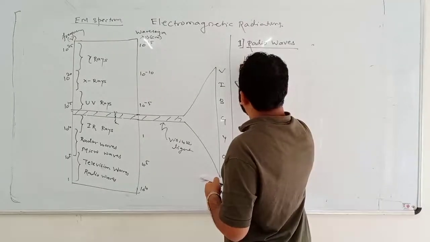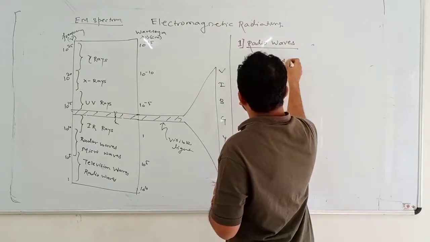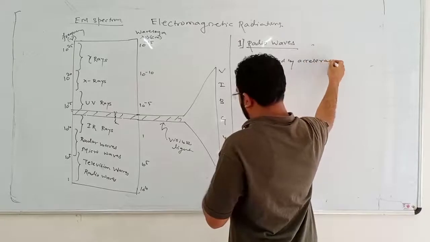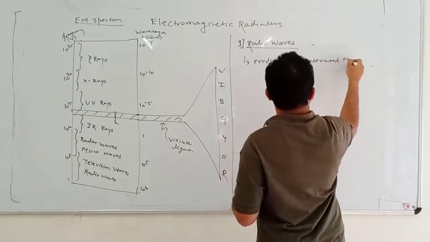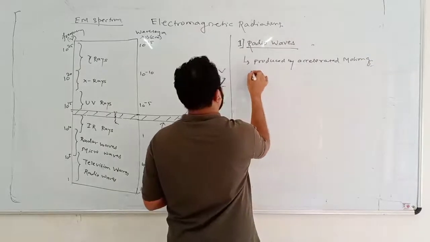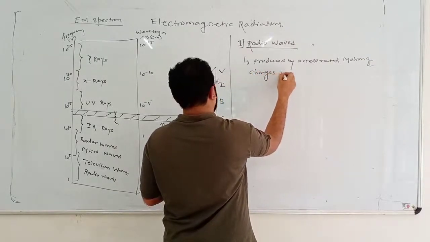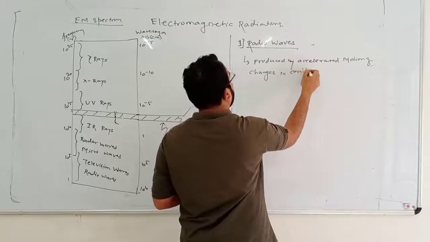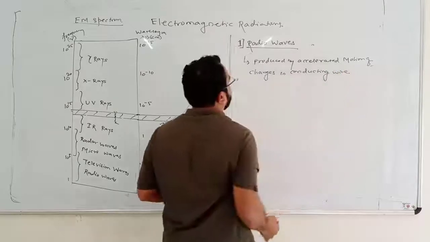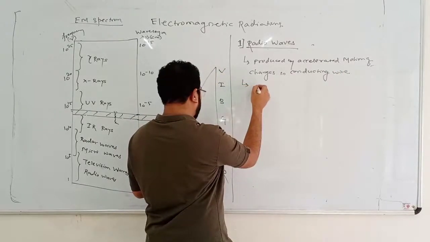So we can say produced by accelerated motion of charges in conducting wire. So it is produced by accelerated motion of charges in conducting wire.